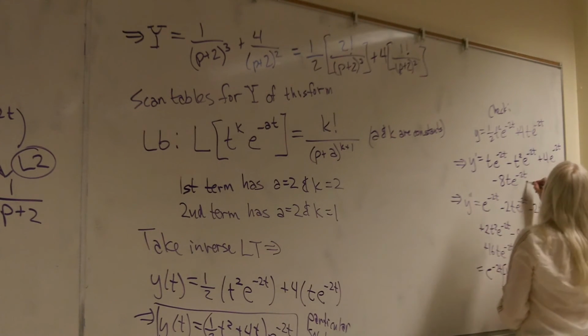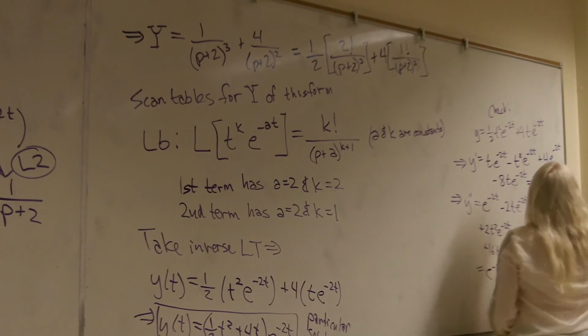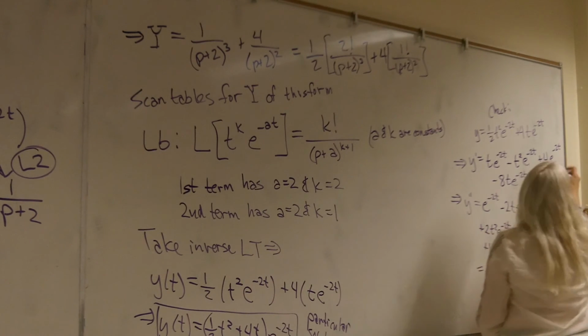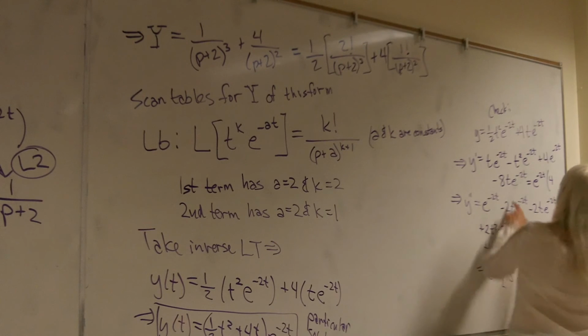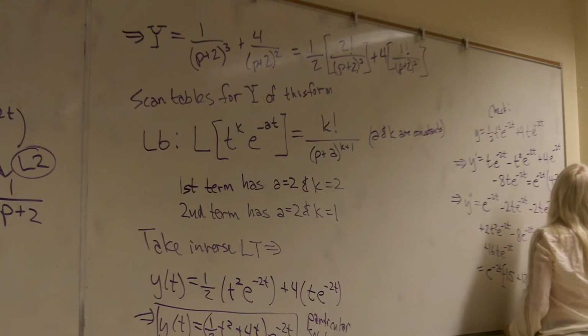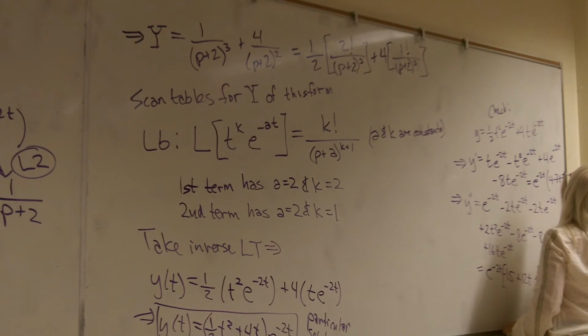Similarly on y prime, let's kind of collect out terms. On that one, there's an e to the minus 2t, and multiplying that is 4. The minus 8t and a plus 1t is minus 7t, minus t squared.